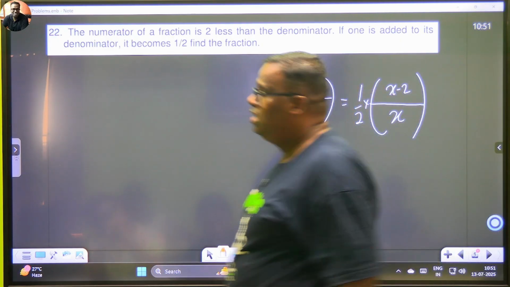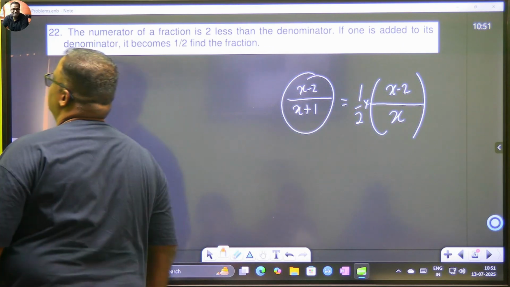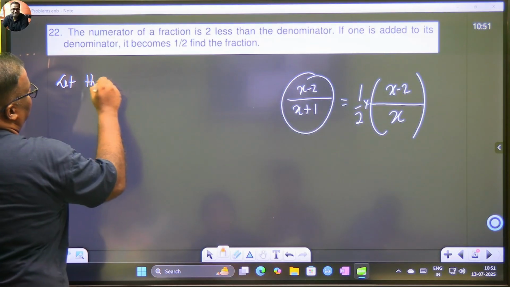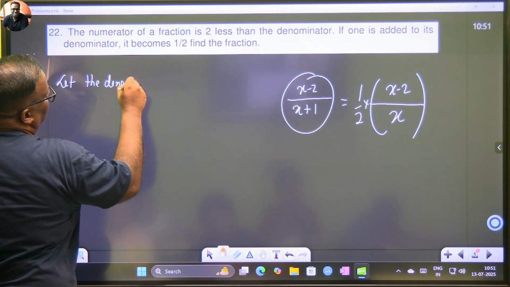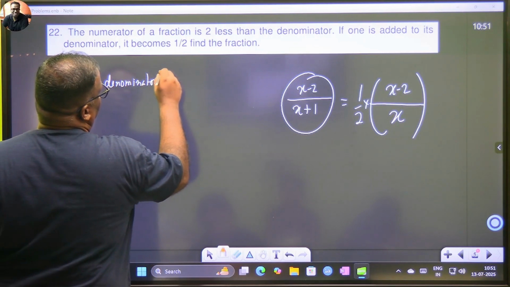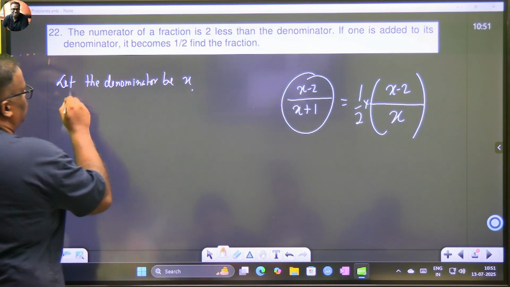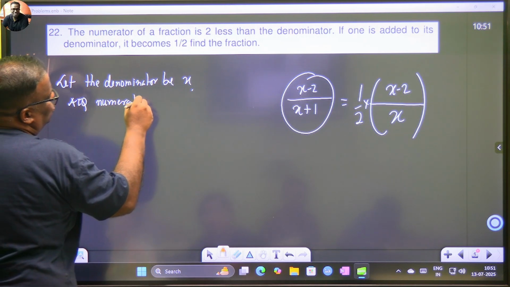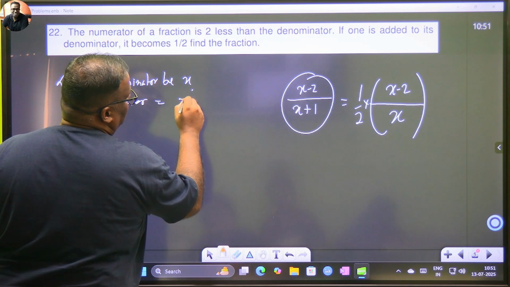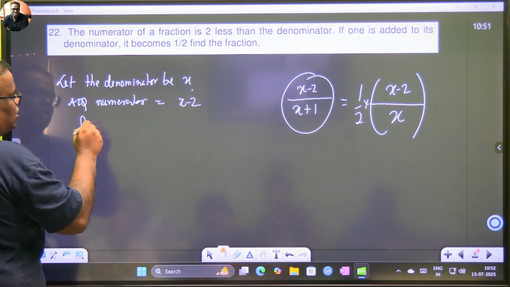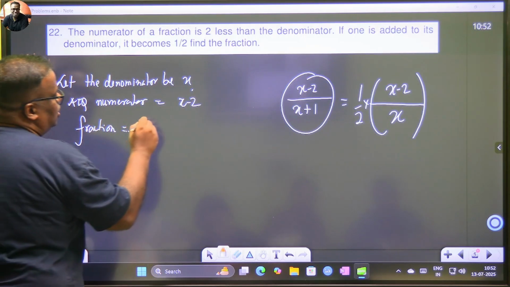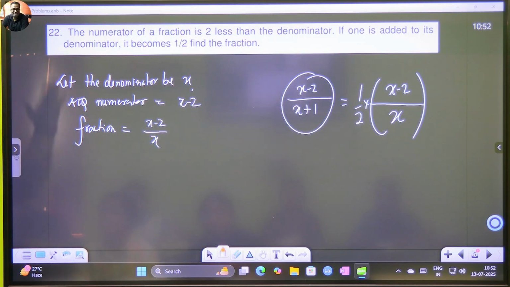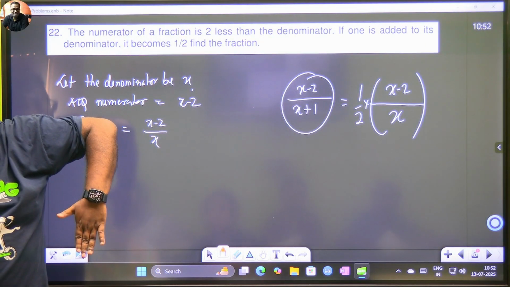So let us quickly write our steps. Let the denominator be x. So according to the question, the numerator becomes how much? x minus 2. Then the fraction is what? Fraction is (x minus 2) by x. Many children make a mistake here also. They will write x by x. I mean, they have made it head down and legs up.